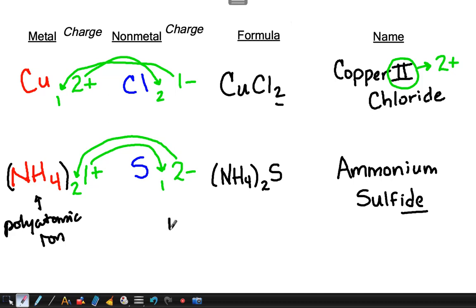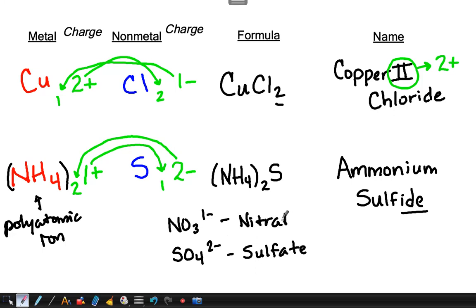I think you'll see nitrate show up, which is going to be a 1- charge, and I think the last one has sulfate in it, which is SO4 and a 2- charge. Again, no one's going to make you memorize the polyatomic ions, but we do need to know how to work them, and hopefully, like I said, be able to recognize when they are there.